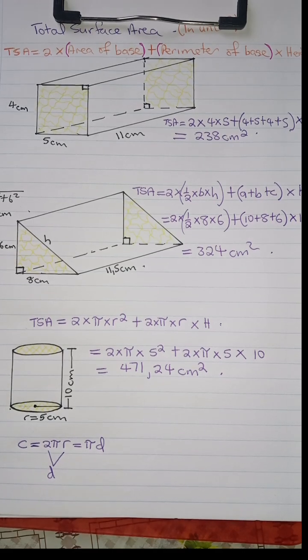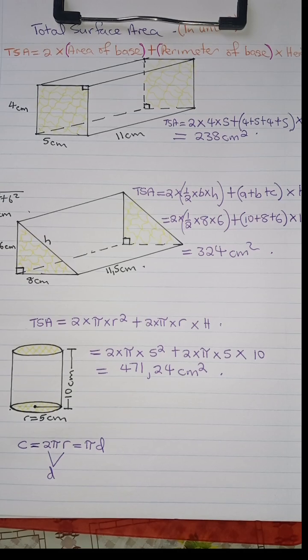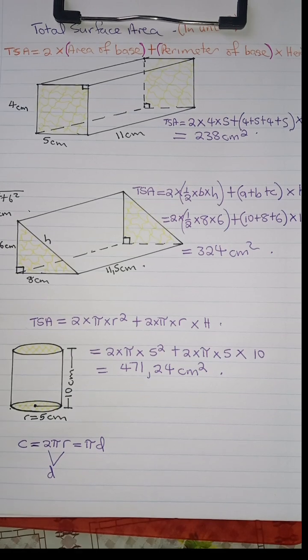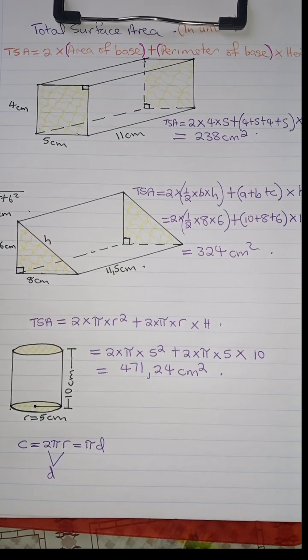A prism is 2 times area of the base plus perimeter of the base times the height. So that is the generic formula. You just have to know the base, what type of shape it is. If it is a rectangle, it's length times breadth, and then the perimeter will be 2 times length plus 2 times breadth. If it is a triangle, then the area of the base will be half times base times perpendicular height, and then the perimeter is adding those 3 sides.